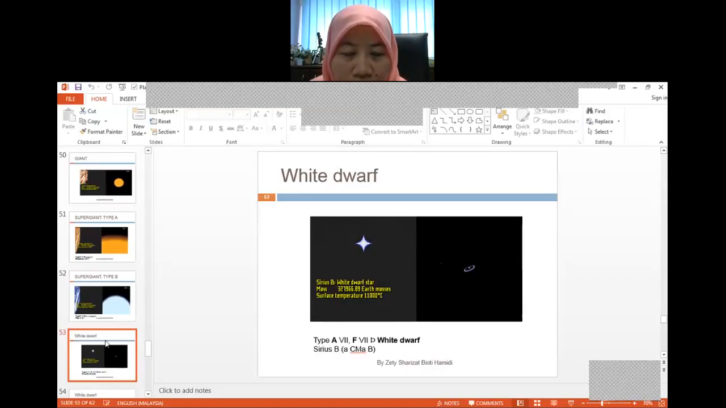We can see a white dwarf, but we need to use a telescope to see it, such as Sirius B, right? It is the companion of Sirius A. Sirius A is not a white dwarf, but Sirius B actually is, and it has a temperature of about 11,000 degrees Celsius. So it's still hot, right? But it's very small.